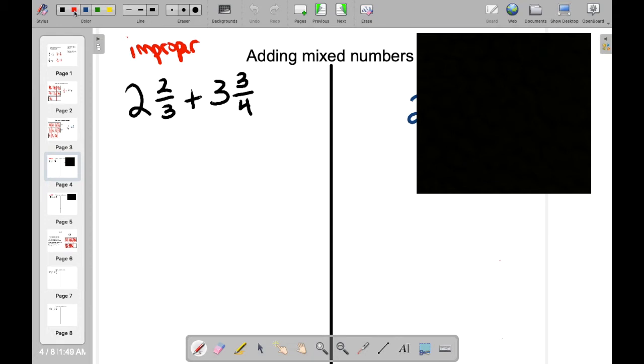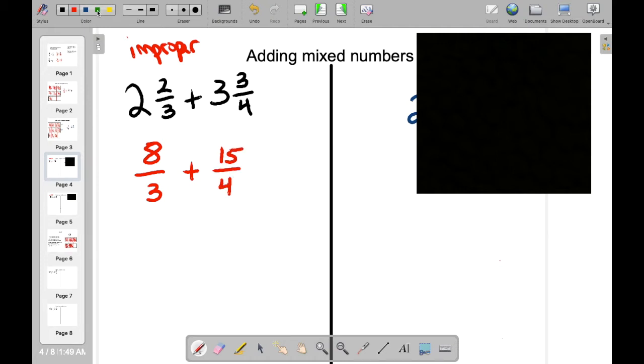So for our problem on the left, we need to convert these to impropers. You could either think of 2 wholes as 6 thirds, because 6 divided by 3 is 2, adding in the extra 3, or you can do 2 times 3 is 6, plus your extra 2. The one on the left, either strategy would work, but you would get 15 fourths in the end.